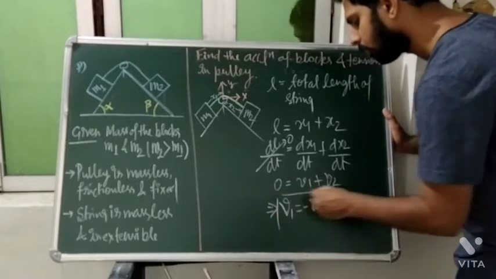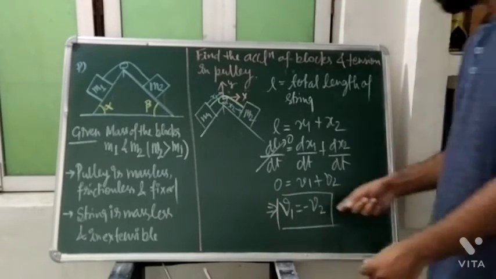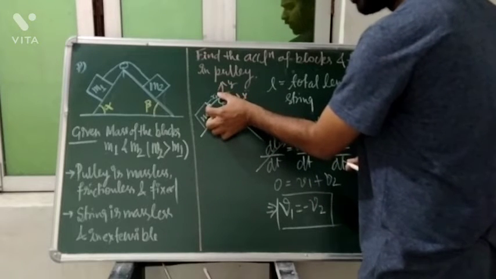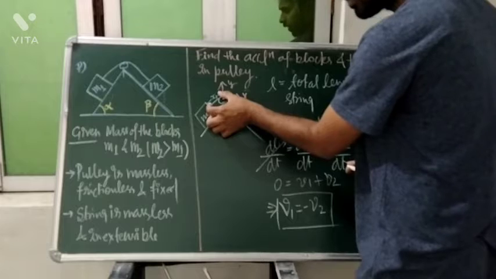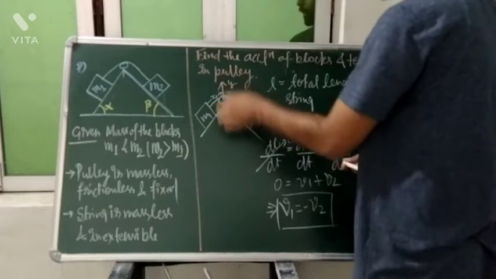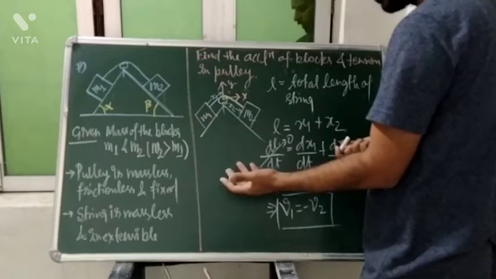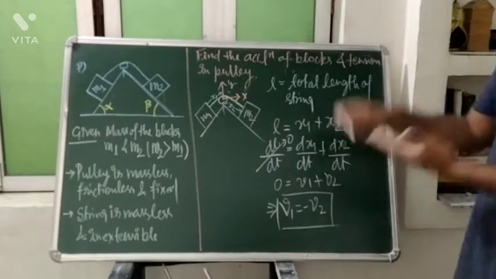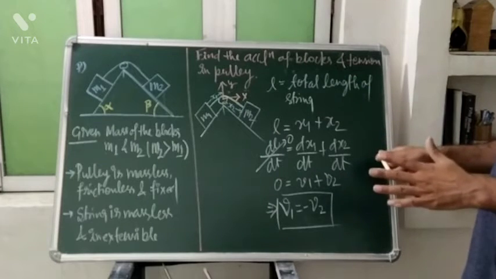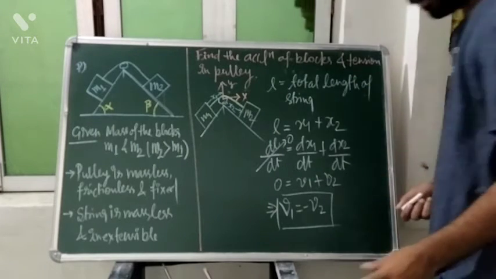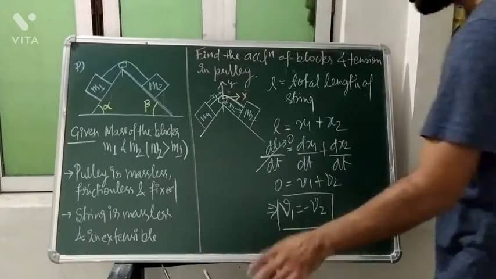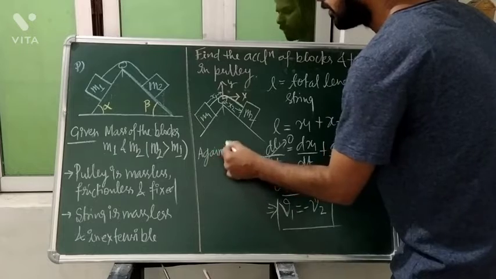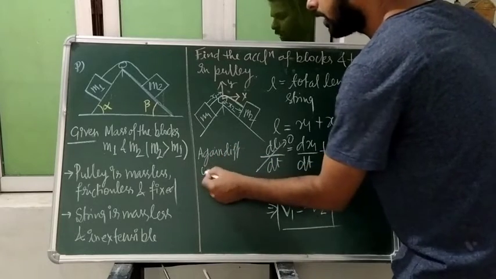Minus of v2. So the meaning is, student, that this is minus v2, since we are selecting this one as our positive, this should be negative. This should be negative from that datum, from the coordinate system we can say. So negative of this negative will become positive. So they will be in the same direction. Getting? You will think in this way. Again differentiating with respect to time.